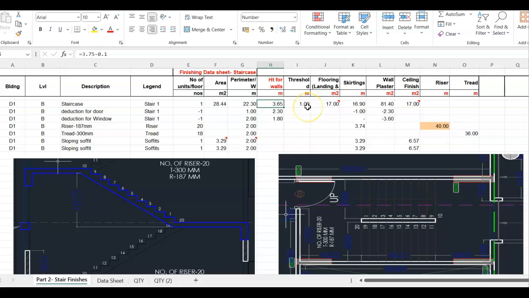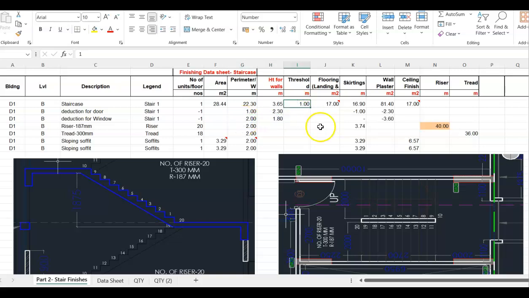Here is the given height of walls. Floor to floor height is 3.75 meter minus only skirting, because this area is also given some kind of finish. Now deduction for door. Door height is 2.4 minus 100 mm skirting. Here is the given window width and height.